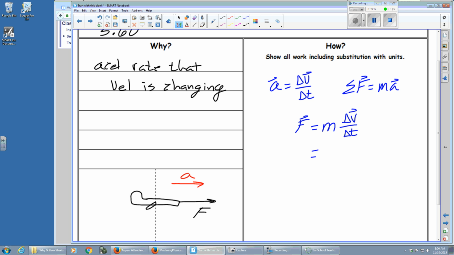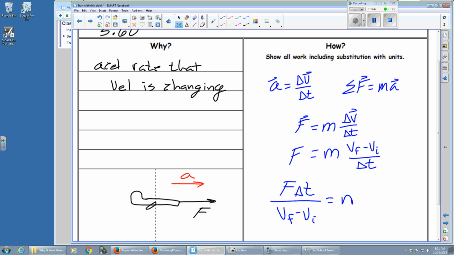So F equals mass times V final minus V initial over change in time. I'm looking for mass, so I might at this point even rearrange this for mass, right? Because that's what I know I'm looking for. So I have F delta T over V final minus V initial equals mass.